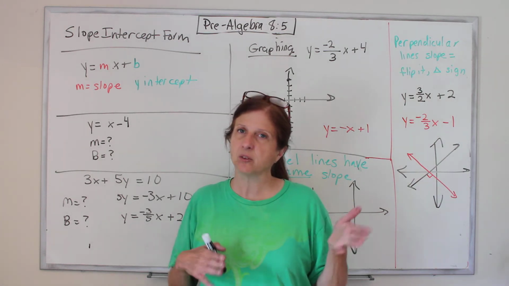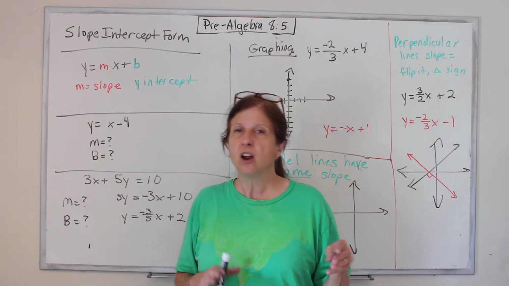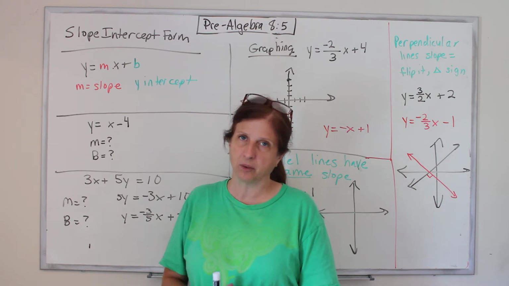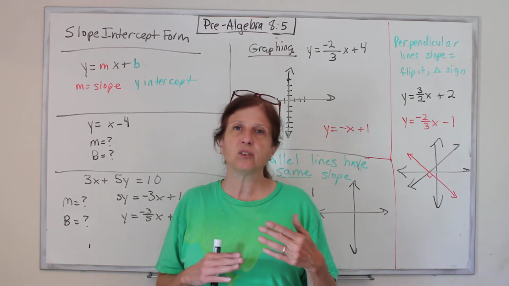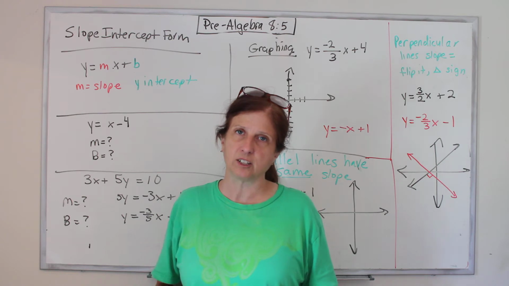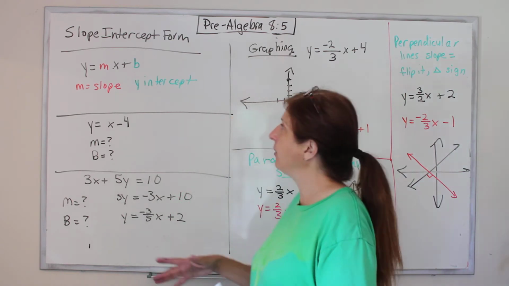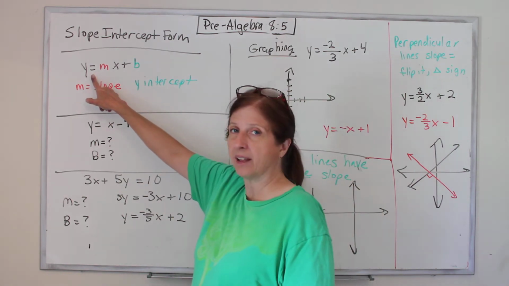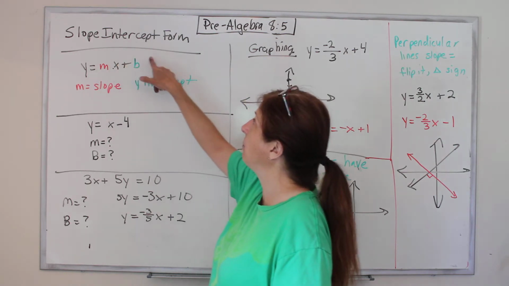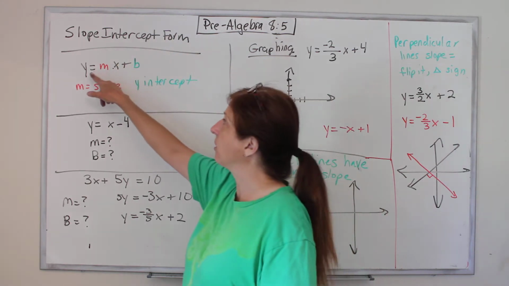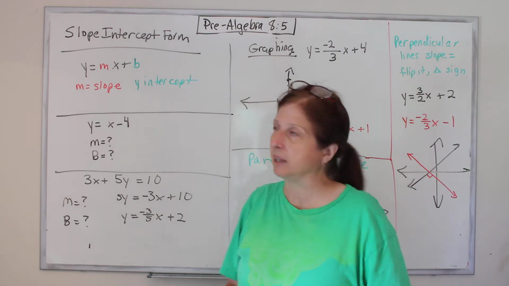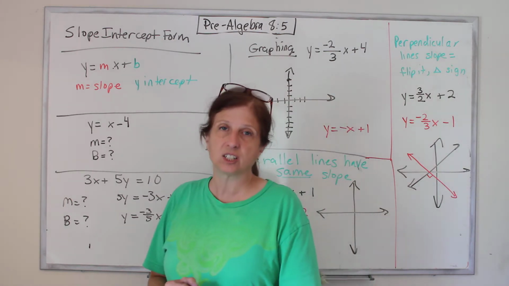Like you can have x and y on one side of the equation, or you can have just y by itself on one side of the equation. These different ways of writing the equation have different names, and the way where y is all by itself is called Slope-Intercept Form. It's also called y equals mx plus b. It's also called function form.